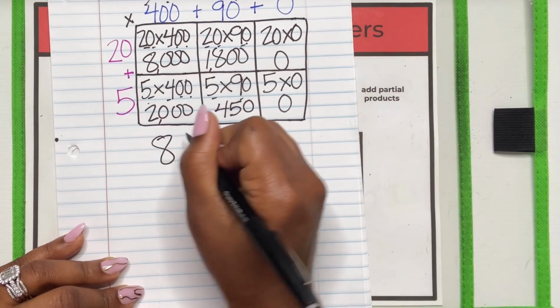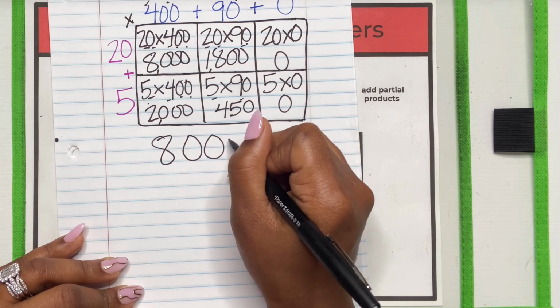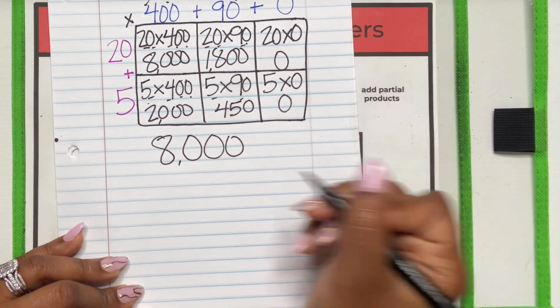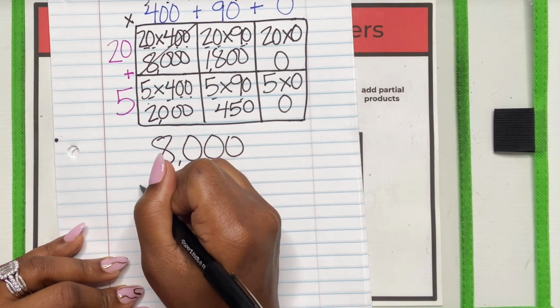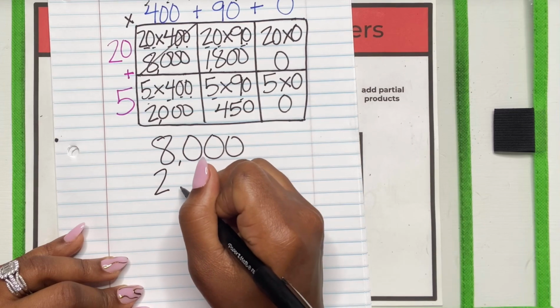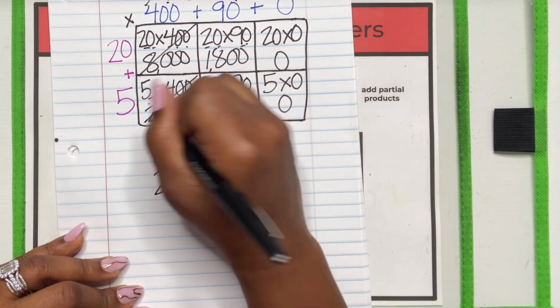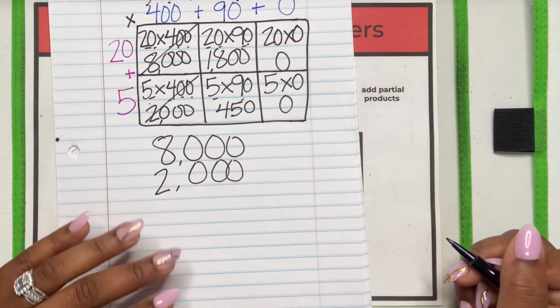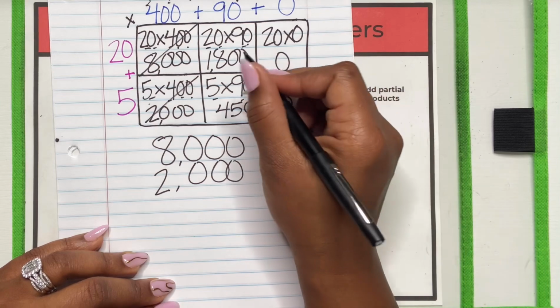I'm going to write a little larger. Make sure we can see it well. 8,000 plus 2,000. I like to write pretty, I try to write neat. I know I'm going a little fast, but hopefully you can see it.